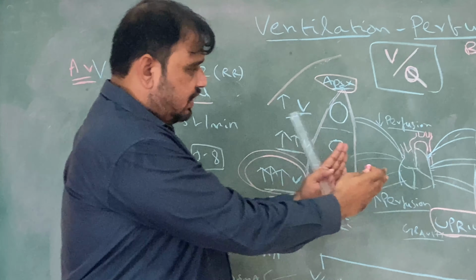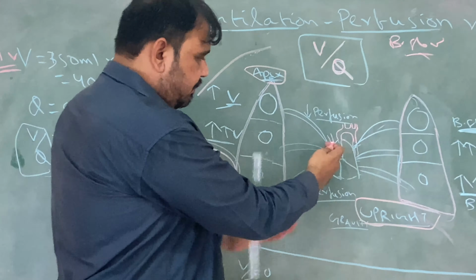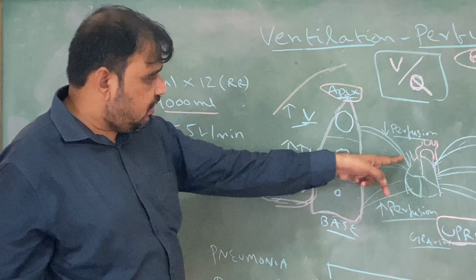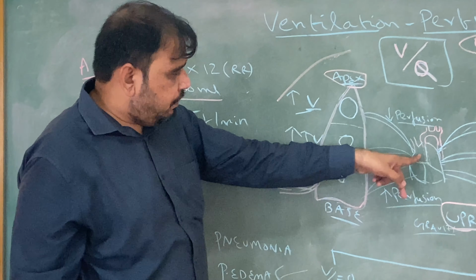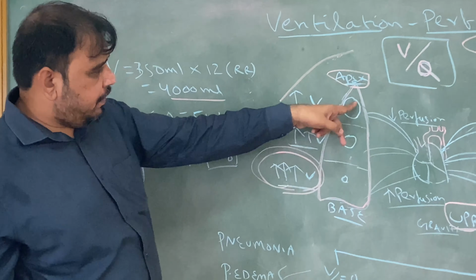Now just see that heart diagram, approximately drawn, and this is the perfusion. Perfusion is nothing but blood flow, and we call it as Q. So Q is nothing but perfusion, which is blood flow. Now you imagine, see here the pulmonary capillaries which are going to the apex of the lung, base of the lung.